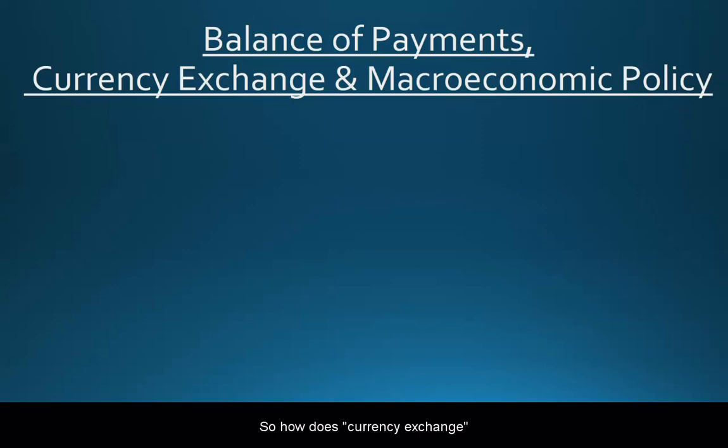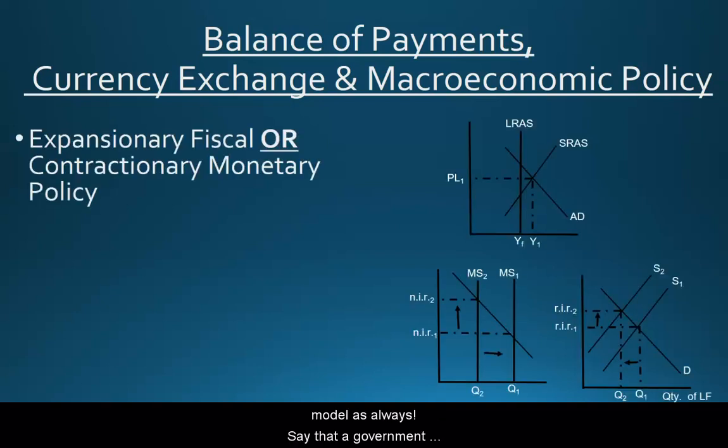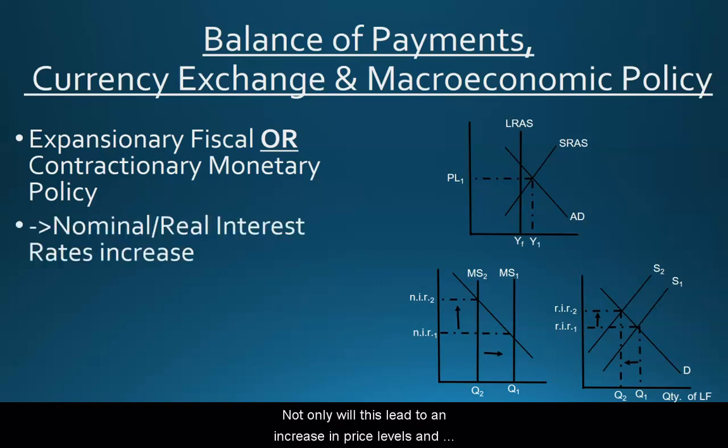So how does currency exchange relate to the balance of payments and the ADAS model? Let's begin with the ADAS model as always. Say that a government engages in either expansionary fiscal or contractionary monetary policy as shown with the proper models. Not only will this lead to an increase in price levels and output, but also in nominal and real interest rates as displayed with, again, the proper models.